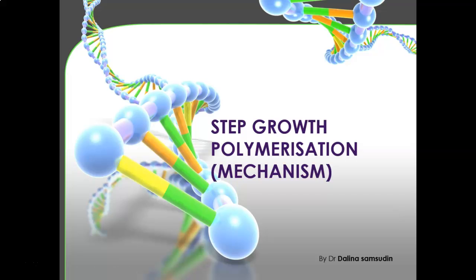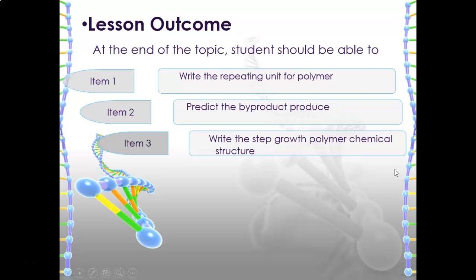Okay, we proceed with the step growth polymerization mechanism. Students should be able to write the repeating unit for a polymer, predict the byproduct, and write the step growth polymer chemical structure. So basically, you need to know monomer A and monomer B to be reacted to produce the polymer. You need to know the chemical structure.